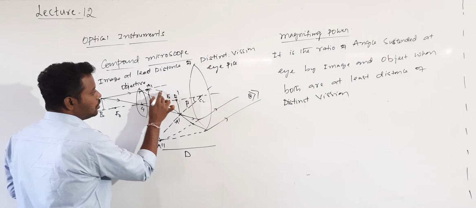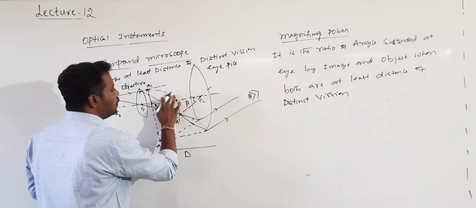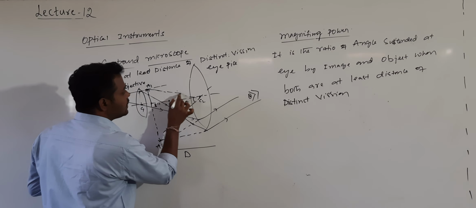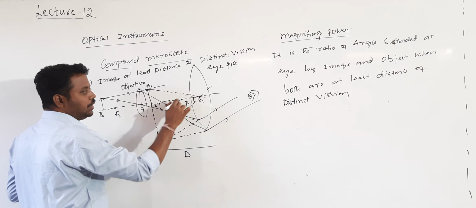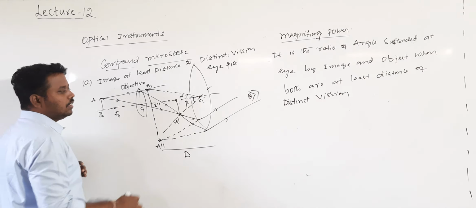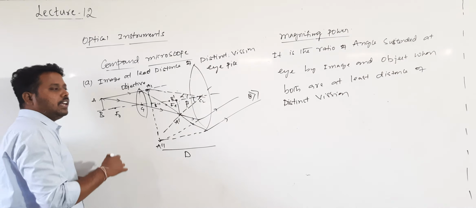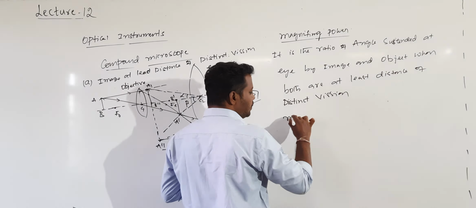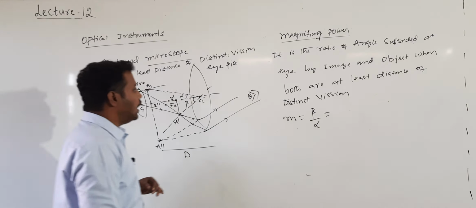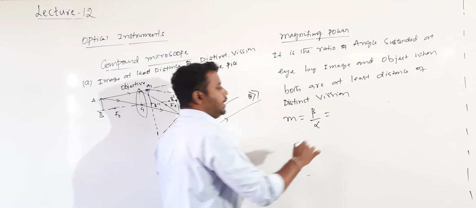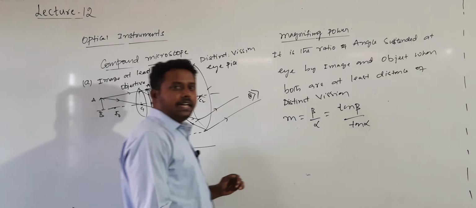What is the angle subtended by the object at the eye? Generally we measure with the eye placed very close to the eyepiece. That is why the angle subtended at the eyepiece by the object I call alpha. Here is the principal focus FE, and the image is B dash. Diagram clear? So what is the magnifying power definition? Magnifying power is the ratio of the angles subtended, beta by alpha. If alpha and beta are very small, then we can write tan beta as beta, so tan beta divided by tan alpha.